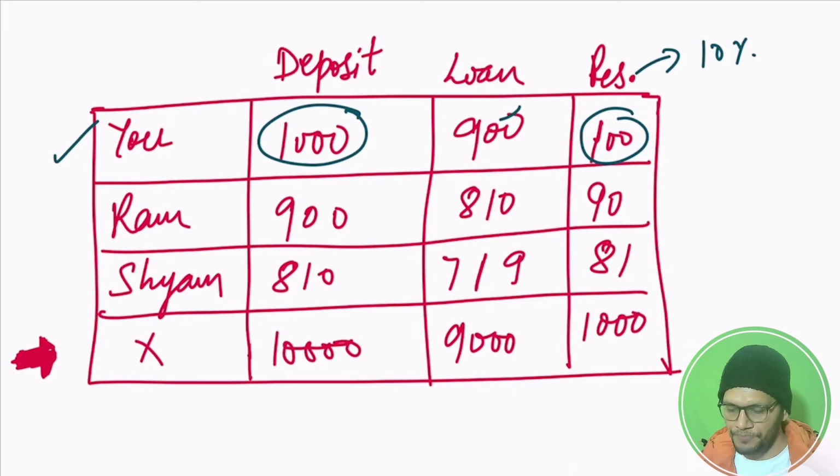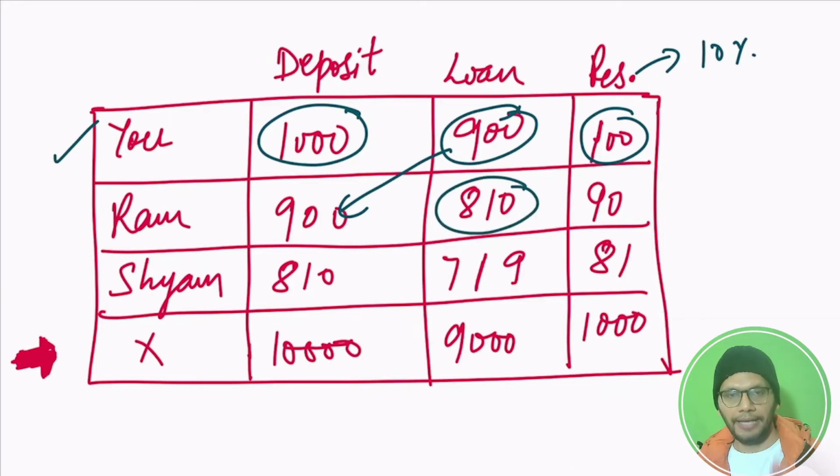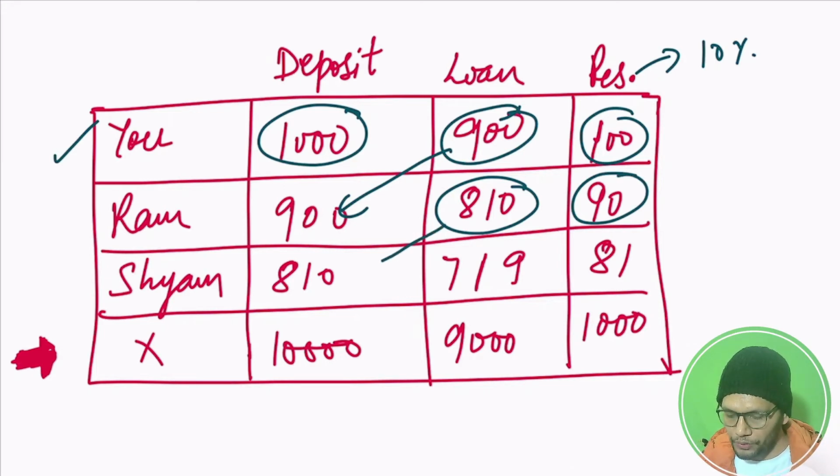Let's take an example. 900 rupees is going to be with Ram. Now Ram has 900 rupees. Bank is going to give 810 rupees further as a loan and keep 10%, which is 90 rupees, as a reserve. Now bank is going to give this 810 rupees as a loan to Sham or somebody else and keep 81 rupees as a reserve.